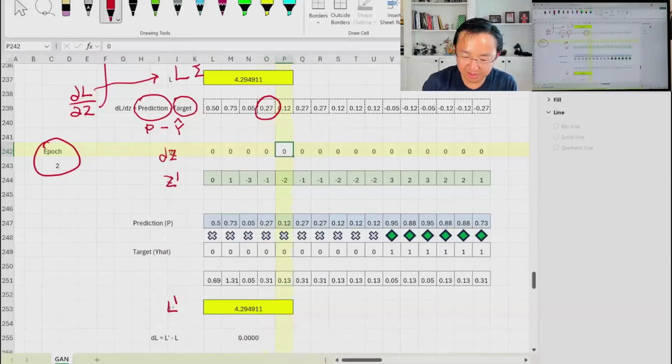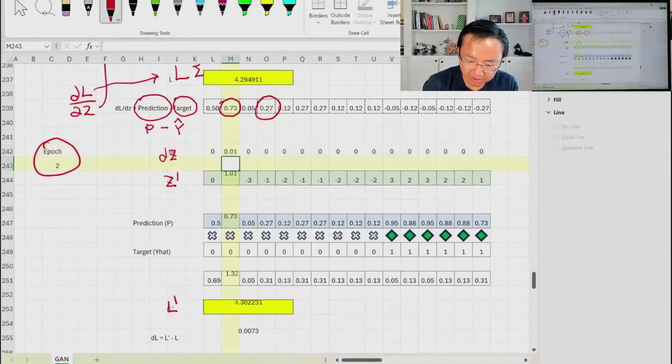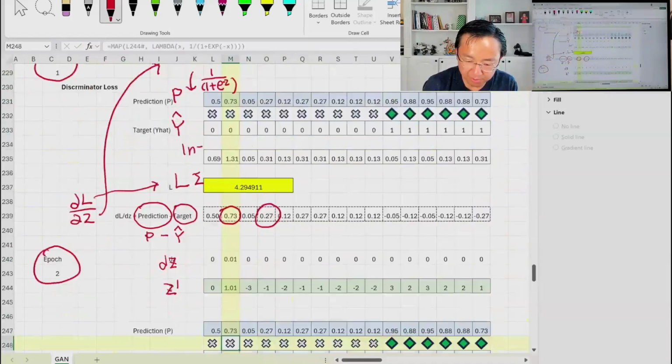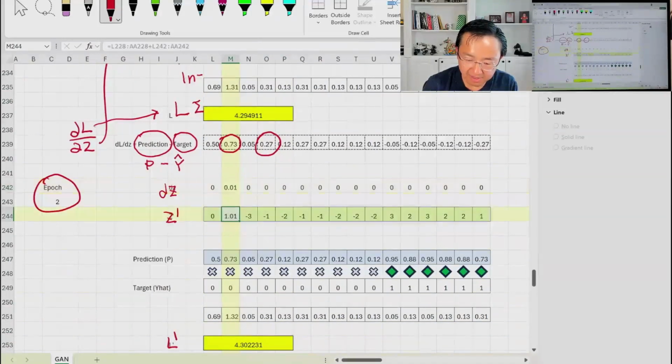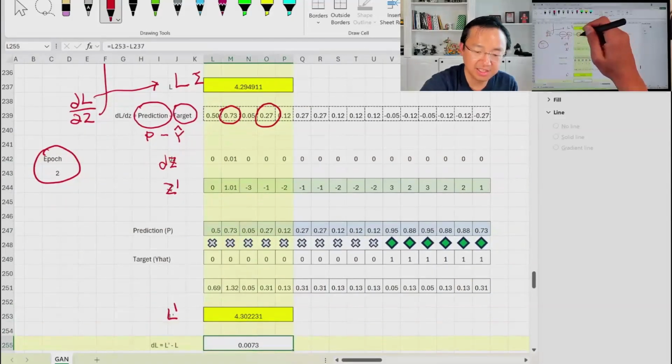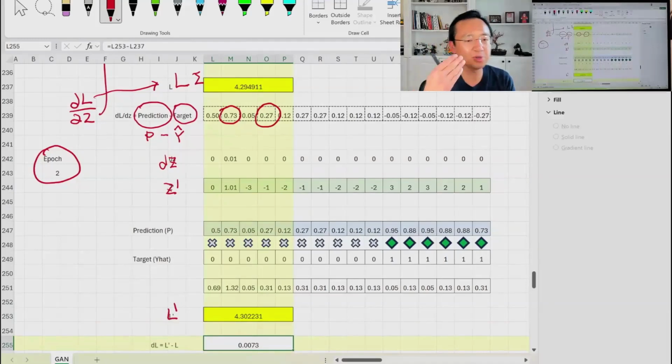Let's just try another one. So let's pick another one. Here, let's say this is 70, this gradient is 0.73, and currently the z is 1. What if I add 0.01 to this? Previously it's 1, now it's 1.01, and this time the difference is 0.0073. Exactly this number.